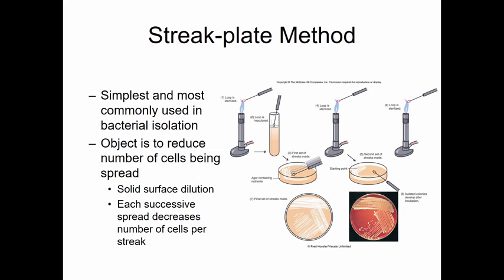What this is doing is taking the concentrated number of cells up here and spreading it out around the plate so that by the time you're done, you should have individually isolated colonies that you can do something with, okay? So it's a solid surface dilution that allows you to spread the cells out so that you end up with individual colonies by the time you're finished.